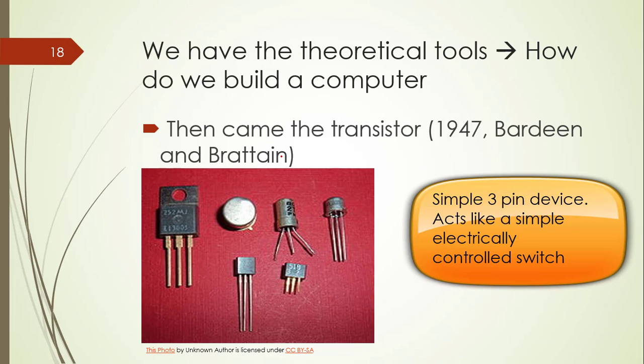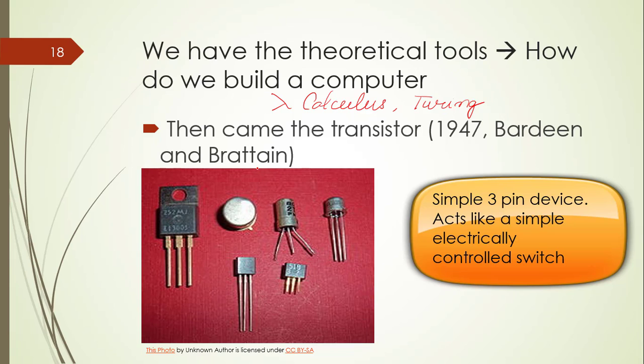So now we have the theoretical tools which Church and Turing gave us. Church's work led to something called lambda calculus. The lambda calculus is also a very important theoretical tool, but it's not used to the extent that Turing's work is used. Turing's work, of course, gave us the Turing machine, which now forms the bedrock of computer science. And then along with theory, you always need experimentalists.